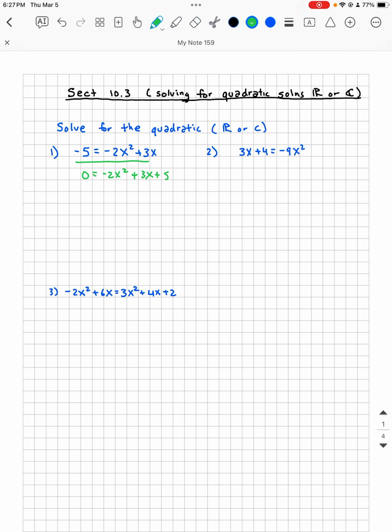Now, according to the quadratic formula, and if you need me to, I'll write it down on the side: x is equal to -b plus or minus the square root of b squared minus 4ac, all divided by 2a. Hopefully by now you have somewhat memorized this. Going piece by piece, a is going to be -2, b is going to be 3, and c is going to be 5.